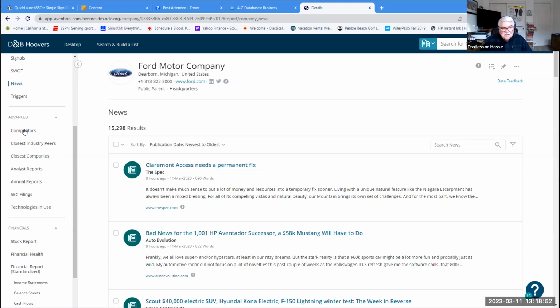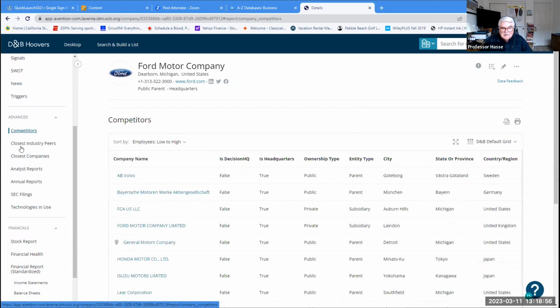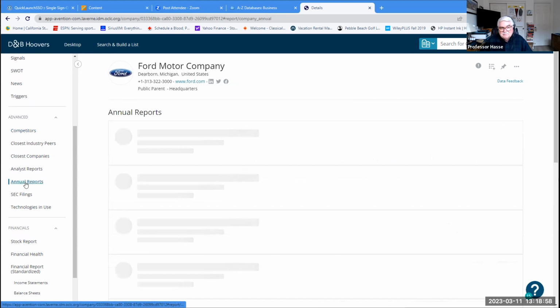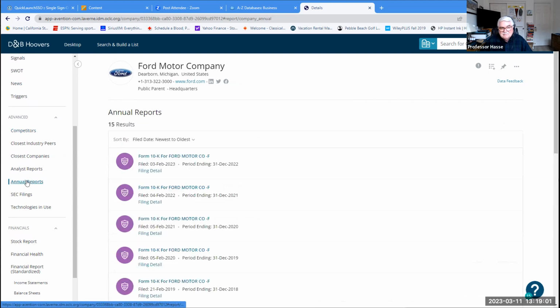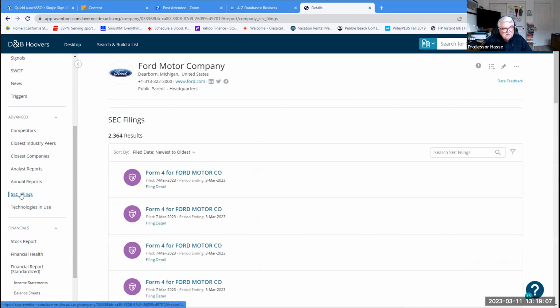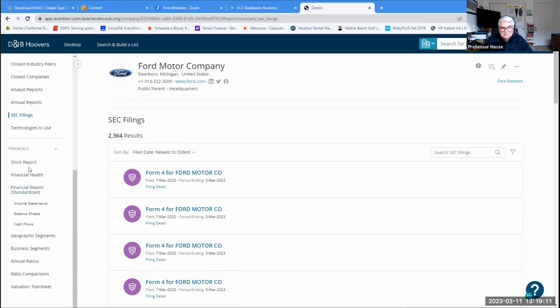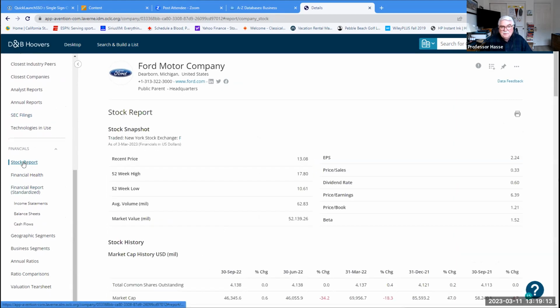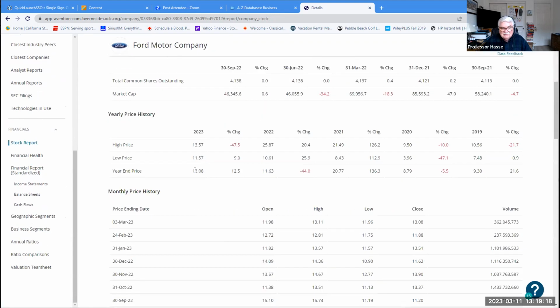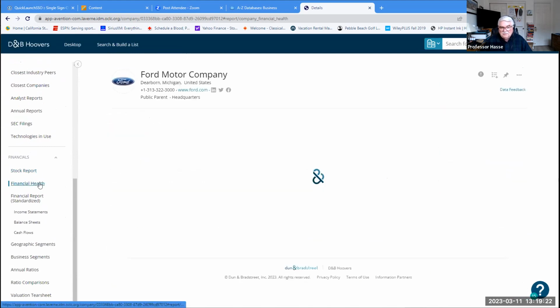And then it gives you competitors, annual reports, SEC filings, 10Ks, 10Qs, which are quarterly filings, all that sort of stuff. And then it gives you financial information, a stock report of how the company's stock has done recently. The financial health or the credit rating of Ford Motor Company.